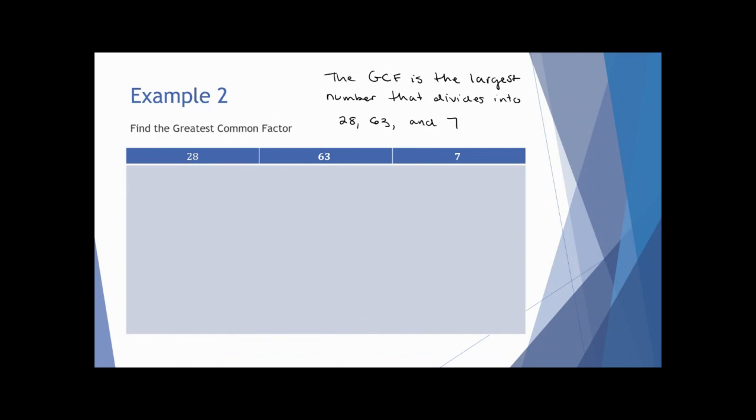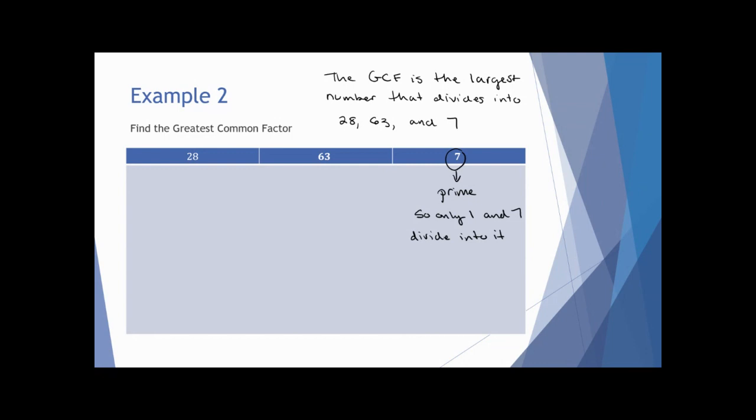So whenever I have a set of numbers and one of the numbers is prime, 7 is prime, I ask myself, does that number itself go into the other 2? So this is prime, so only 1 and 7 divide into it. So 7 divided by 1 comes out to a whole number, and 7 divided by 7 comes out to a whole number.